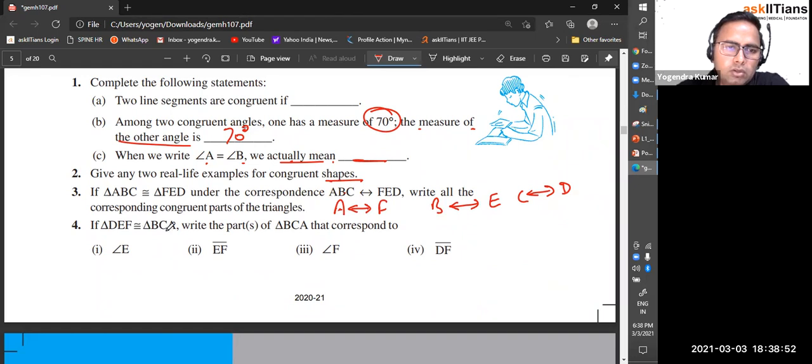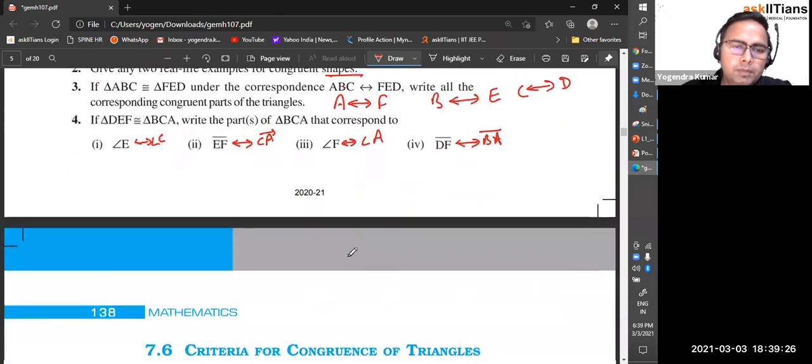Triangle DEF is congruent to triangle BCA. Parts of BCA: angle E corresponds to what? Angle C. EF corresponds to CA. I hope you are understanding this. Angle F corresponds to what? Angle A. DF corresponds to what? BA. Right? This is how we do it.